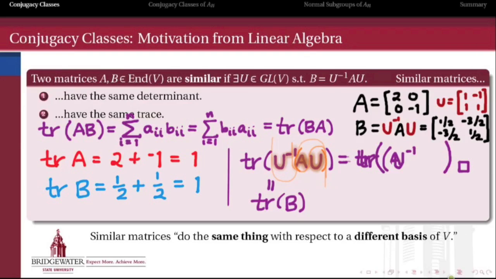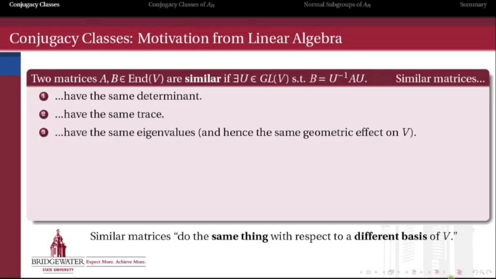This is actually a reflection of an even deeper fact, that two matrices that are similar have the same eigenvalues, and therefore, not only do they do the same thing to the area, or the volume in general, in the vector space V, they have exactly the same geometric effect. So what do I mean by that?